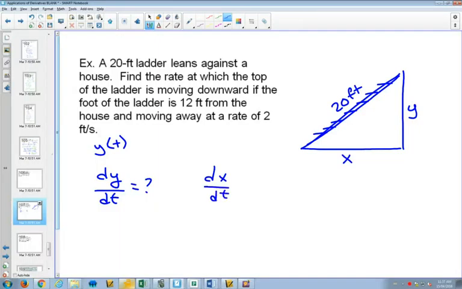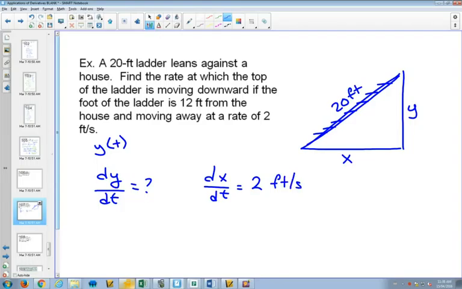We know what dx/dt is, because the bottom of the ladder is moving at a rate of 2 feet per second. Now, when I write dx/dt, and this is going to be important, at this point, can you see, is x going to be getting bigger or smaller? It's going to be getting bigger. So we're going to show that by writing this 2 feet per second as a positive number.